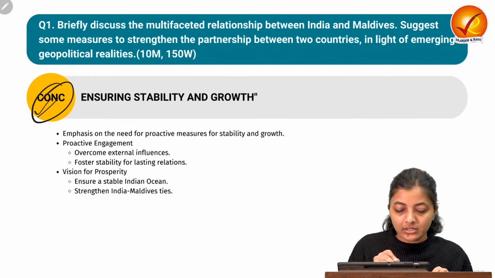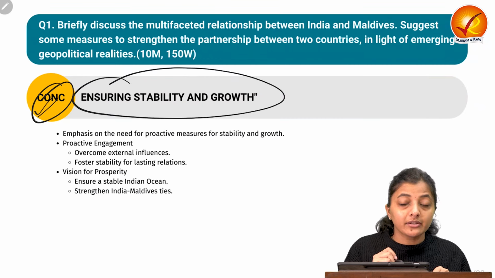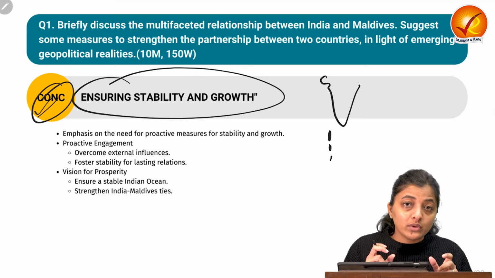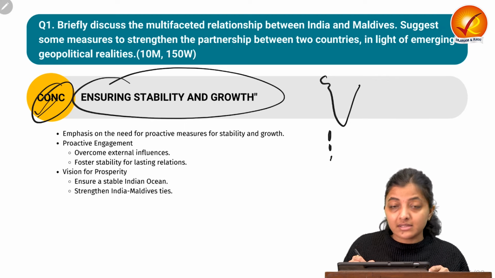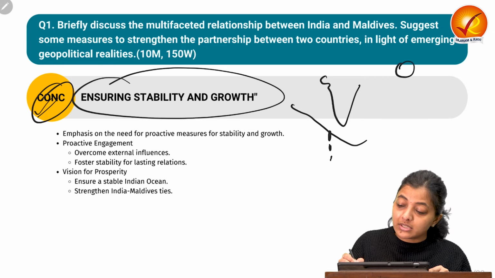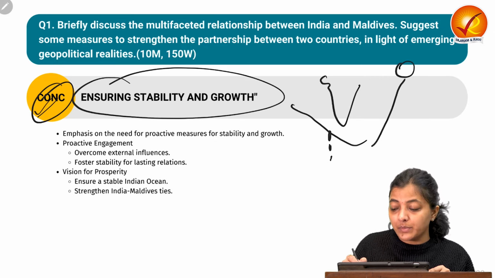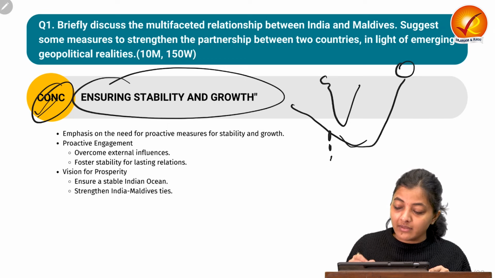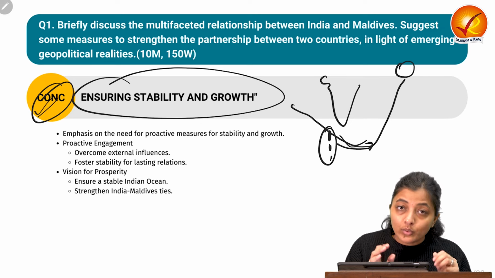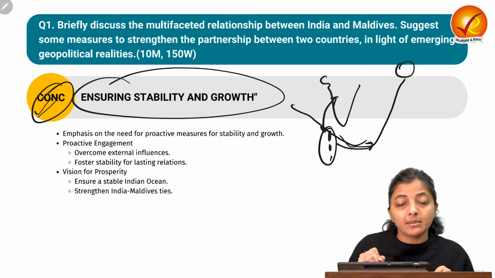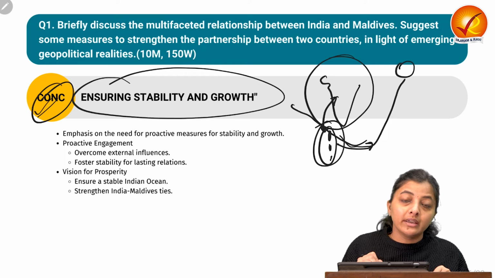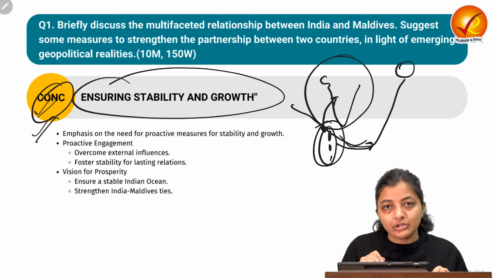So what can we write in the conclusion? We should ensure stability and growth, because the location of the Maldives is such that it lies on major sea lines of communication, and there is also the increasing Chinese influence via its BRI and String of Pearls initiative, and Maldives can be more proactive towards the Chinese influence. So to counteract that, India should strengthen the bilateral relationship, because India cannot afford some other hostile nation in its neighborhood. This way you can write the conclusion.